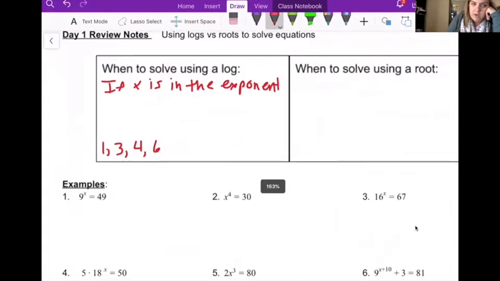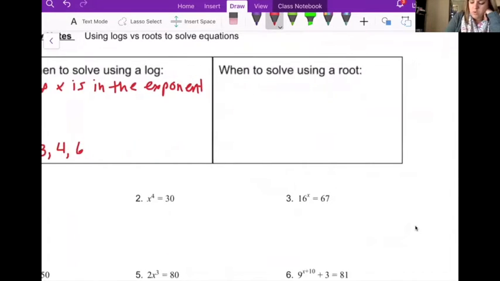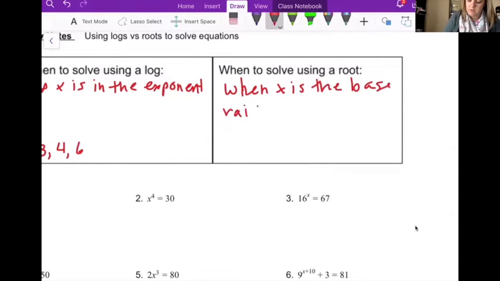And so I'll go through again a little bit of a refresher of how we do this in our calculator, and then when to solve when using a root: when x is the base raised to a power. So that would be like examples 2 and 5.